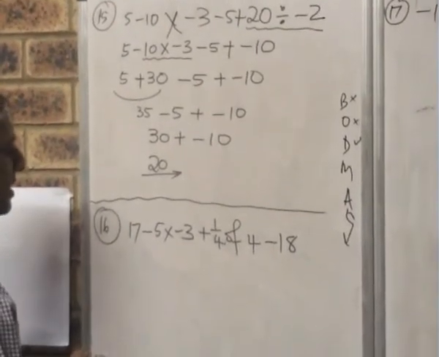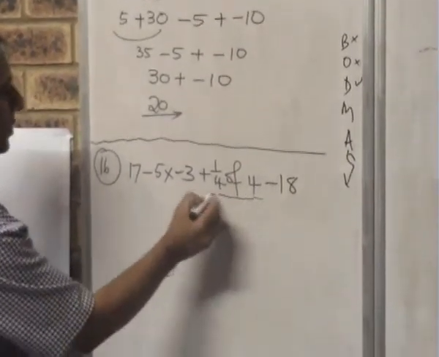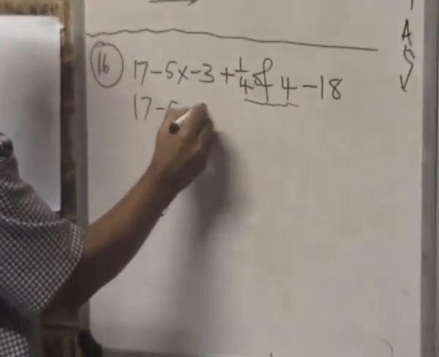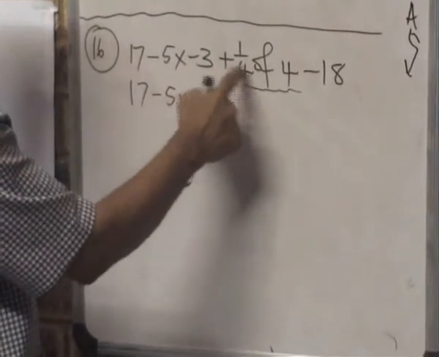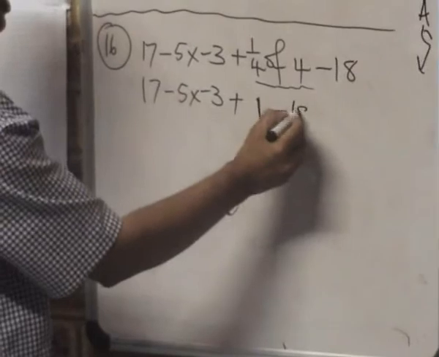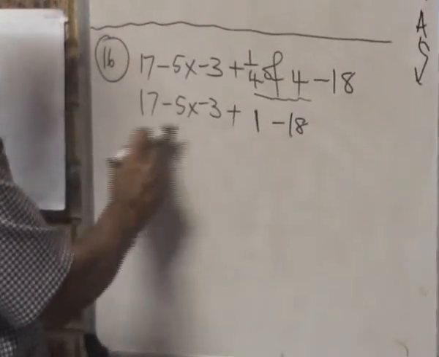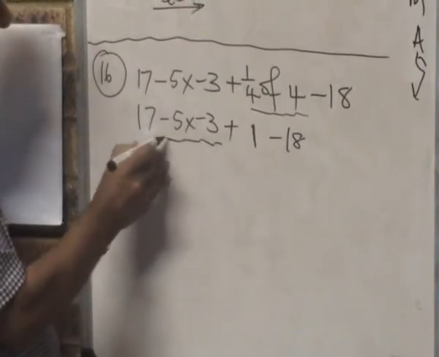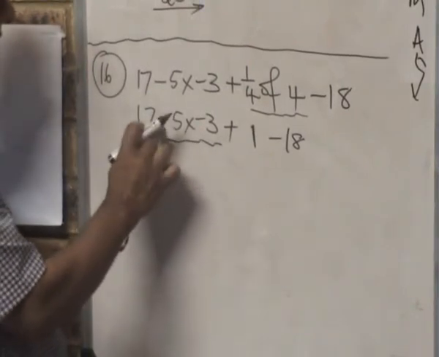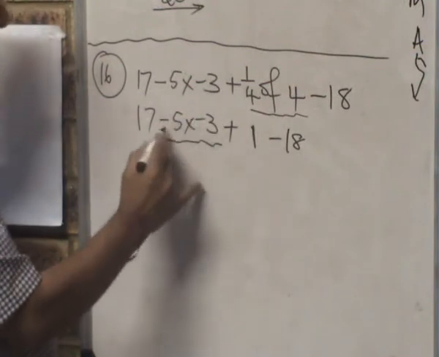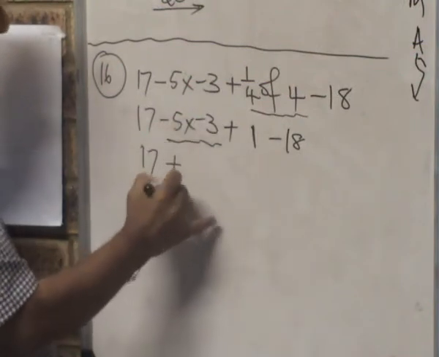Let's move on to number 16. Once again, applying BODMAS, we find an of over here, so we have to do that first. 17 minus 5 times minus 3 plus quarter of 4. Quarter of 4 we know is 1. Minus 18. Then we look at the example again, apply the rule of BODMAS again, and you can see there's a multiplication. So you've got 17 minus 5 times minus 3. Remember your integer rules. Minus times minus gives you plus.